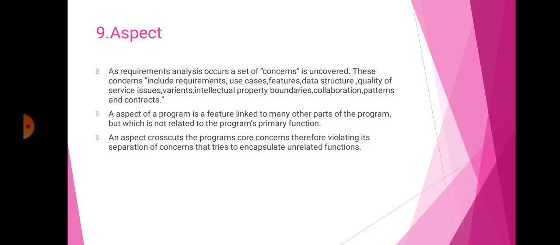In practice, however, some of these concerns span the entire system and cannot be easily compartmentalized. An aspect of a program is a feature linked to many other parts of the program, but which is not related to the program's primary function. An aspect cross-cuts the program's core concerns, therefore violating separation of concerns, which tries to encapsulate unrelated functions. For example, logging code can cross-cut many modules. Yet the aspect of logging should be separate from the functional concerns of the modules it cross-cuts.